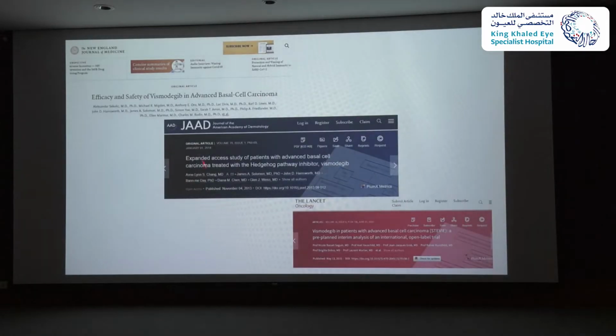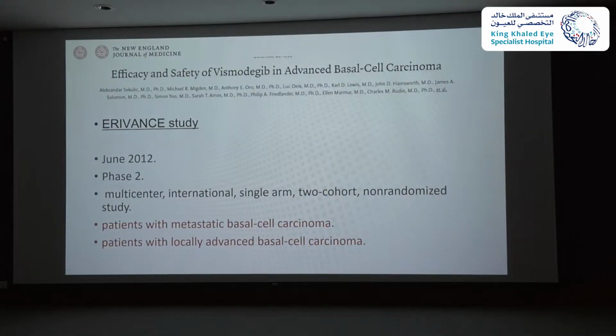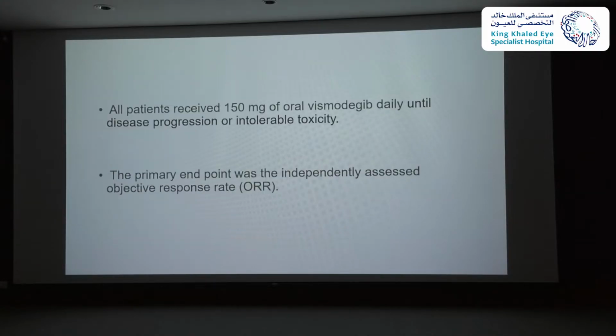These three phase 2 studies played a role in the FDA approval of this medication. We'll talk about this one, then we'll compare it to the rest here. The ERIVANCE trial was published in 2012. It was a phase 2, multi-center, international, single-arm, non-randomized study with 2 cohorts. The first was patients with metastatic basal cell carcinoma, and the second was patients with locally advanced basal cell carcinoma.